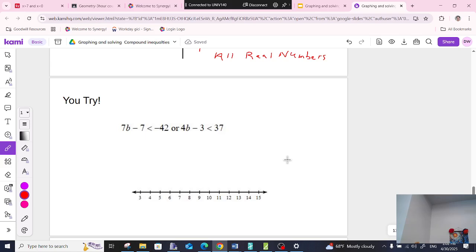Yes, because or includes everything. And since this one keeps going this way, and this one keeps going this way, there's an overlap. So it's all real numbers. Okay?